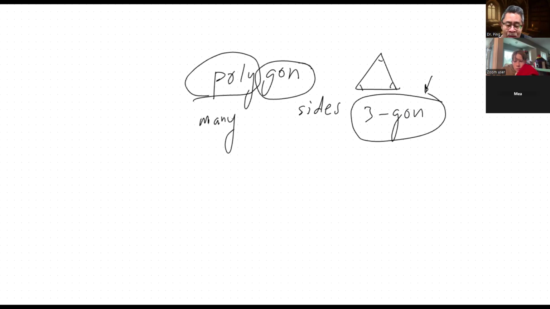Even though you can say the same thing for, say, a square. A square is a quadrilateral. Quadrilateral means four sides. You can also say quadrangular. There's nothing wrong with that, but it's not popular. So we got a triangle and we got a quadrilateral.